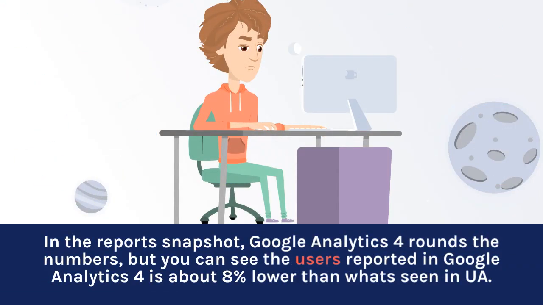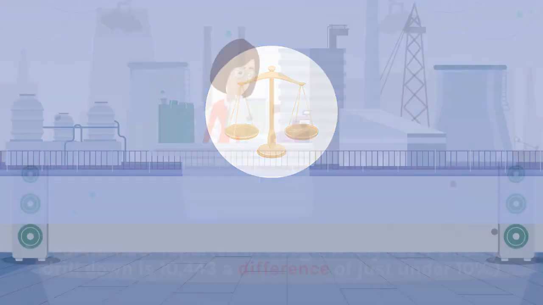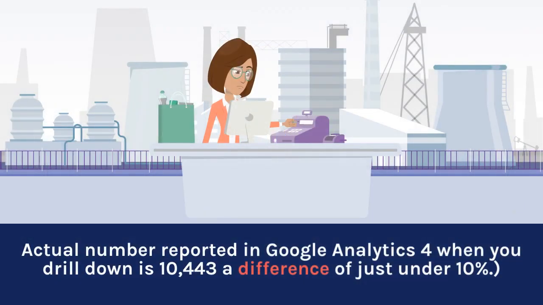In the report snapshot, Google Analytics 4 rounds the numbers, but you can see the users reported in Google Analytics 4 is about 8% lower than what's seen in UA. The new users metric is even more pronounced, a difference of almost 14%, if you look at the rounded number. The actual number reported in Google Analytics 4 when you drill down is 10,443, a difference of just under 10%.